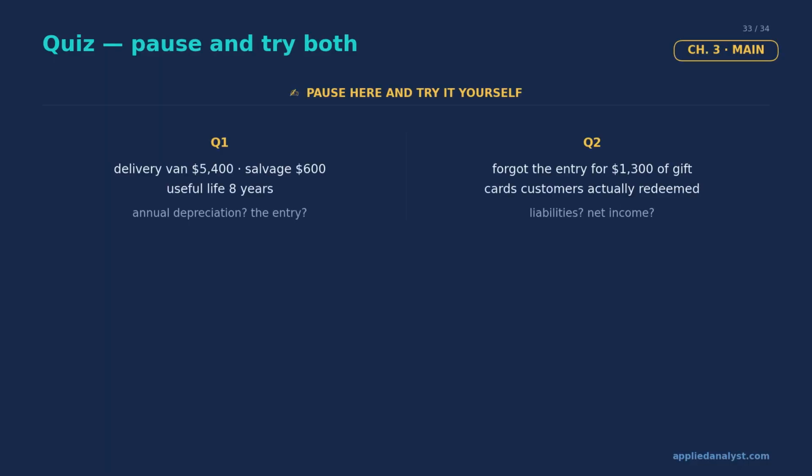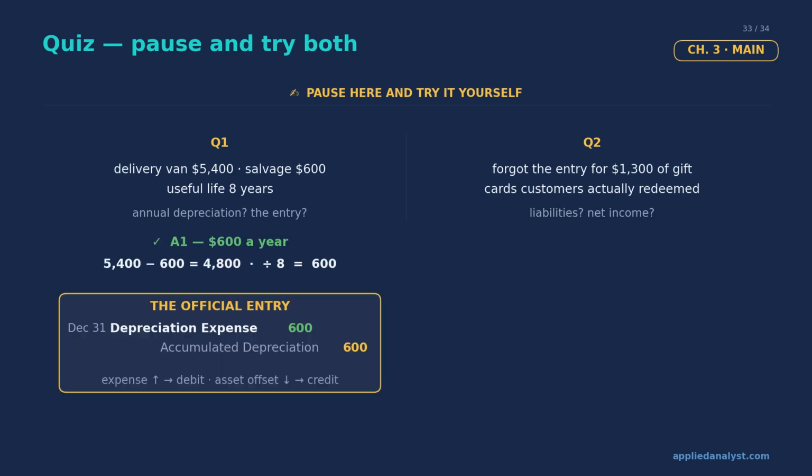Your turn. Pause the video. Question 1. A delivery van costs $5,400. Salvage value, $600. Useful life, 8 years. What's the annual depreciation expense and the adjusting entry? Question 2. Maple Bean forgot the adjusting entry for $1,300 of gift cards that customers actually redeemed this period. What happens to liabilities and to net income? Pause now. Ready?